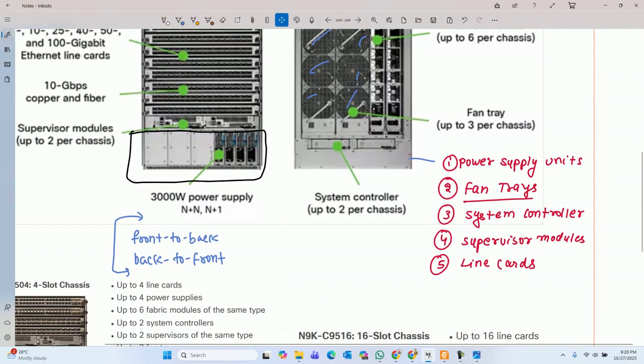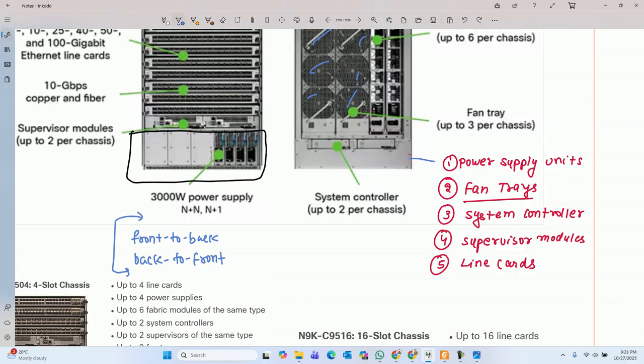Then here we have a system controller and supervisor module. What is this system controller doing? This system controller is responsible for handling the power distribution, the fan speed, temperature, right? And it also manages the out of band management connections and environmental sensors.